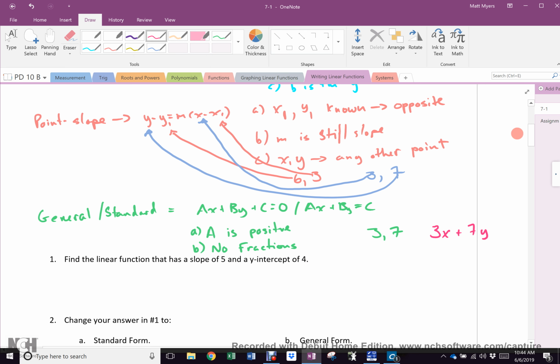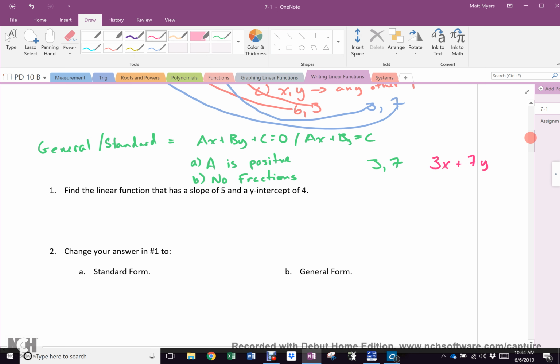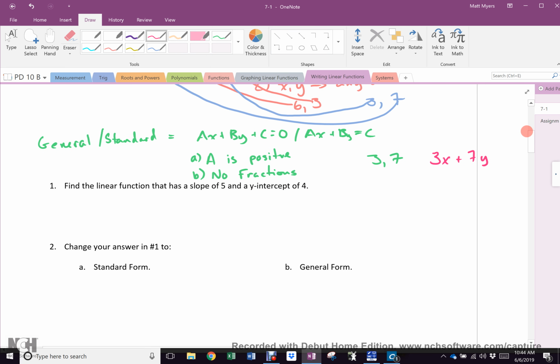Read number 1. Does number 1 tell you what I want to see? No. So I have how many options to write there? I can do any one of the 4. Which is the one I should do? Why should I do slope-intercept? Because I've been given a slope and an intercept. So, y equals 5x plus 4.